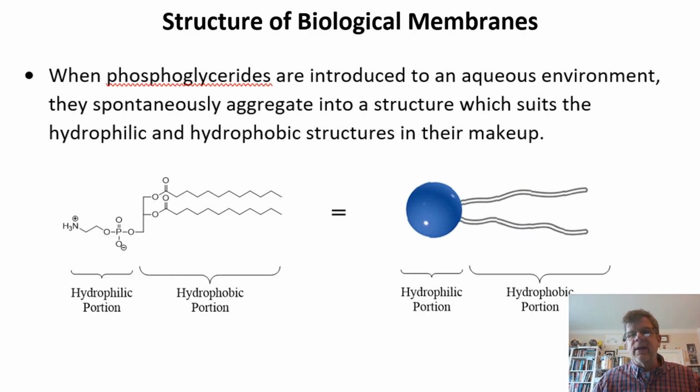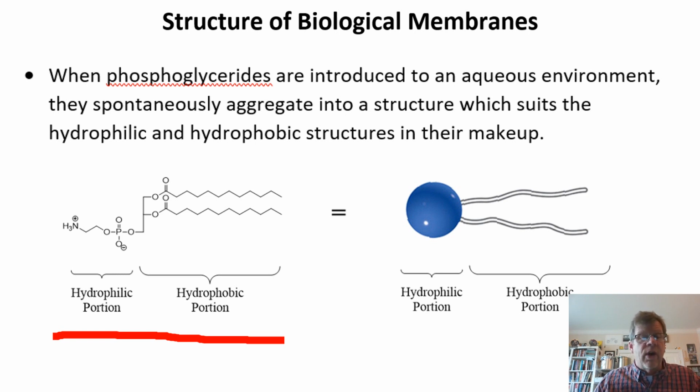So let's start thinking about the structure of these biological membranes. And by that, I essentially mean cell membranes, how they actually come together. To first do that, we have to look at the structure of a standard phosphoglyceride. It's a regular phosphoglyceride. In this case, it's phosphatidylethanolamine.